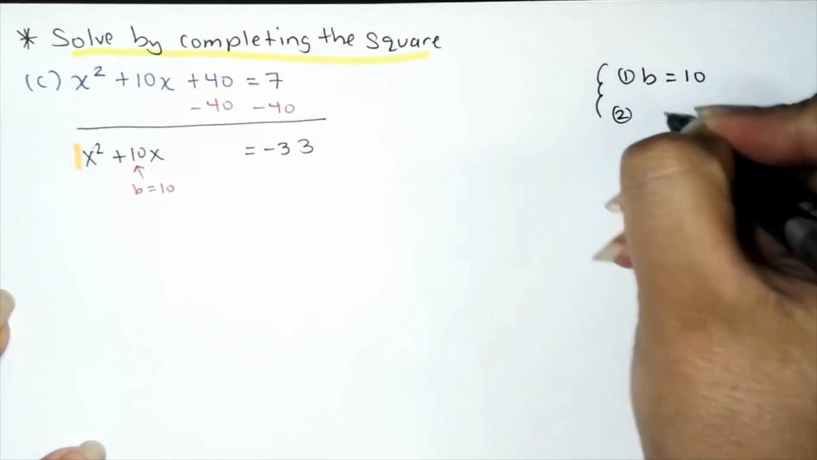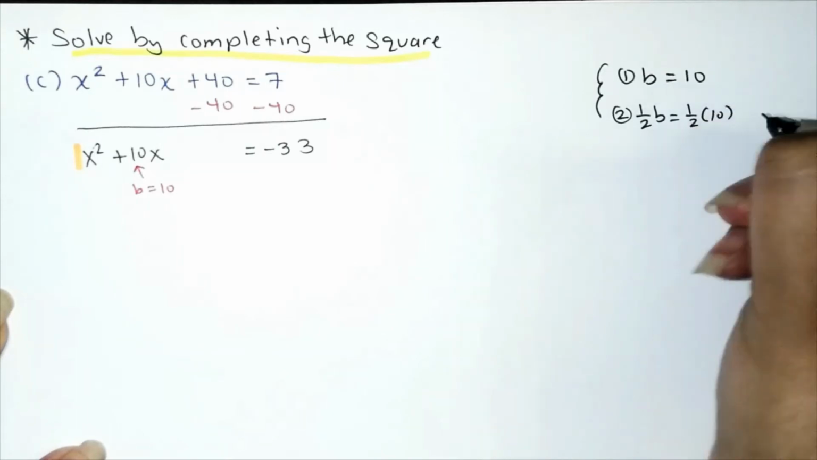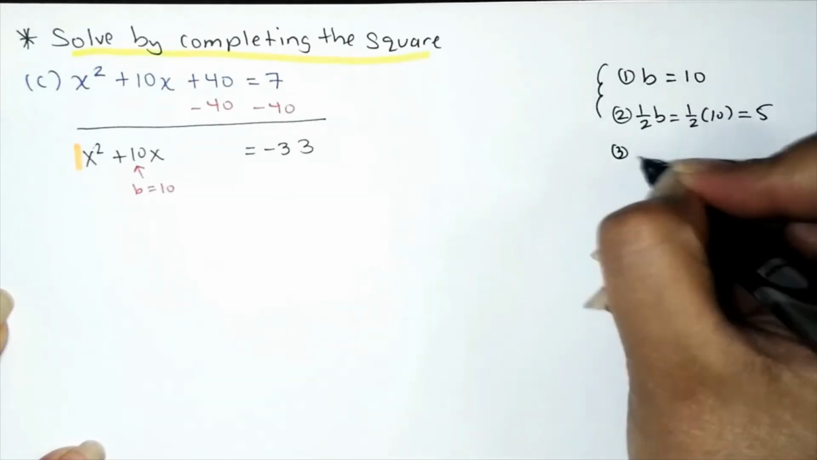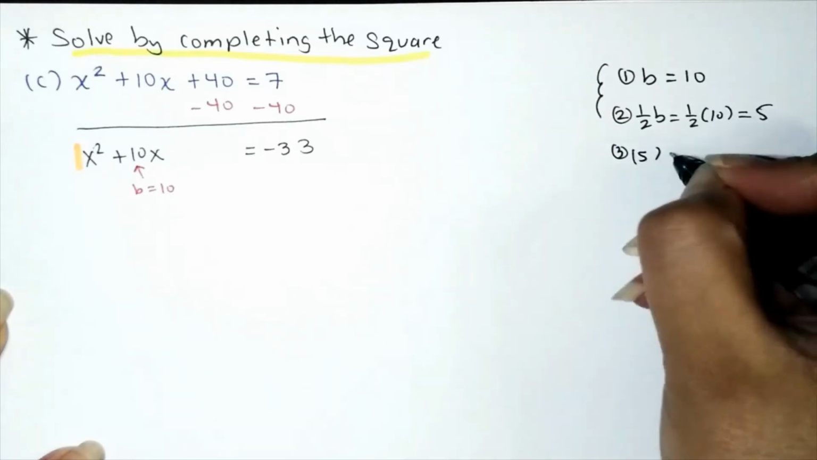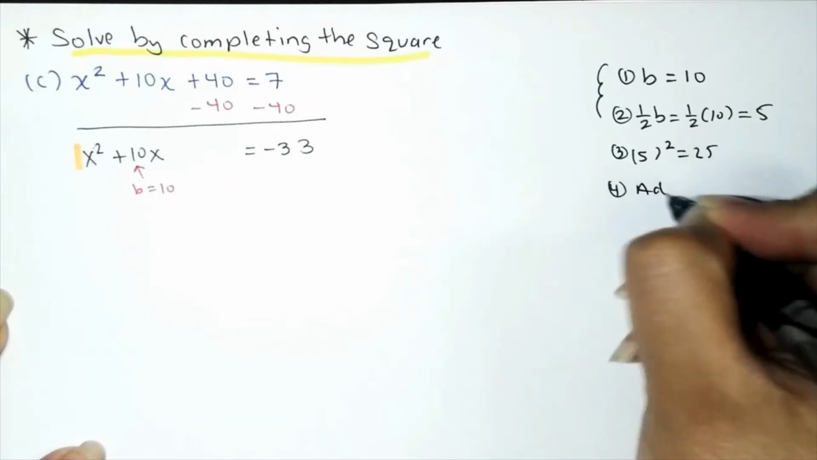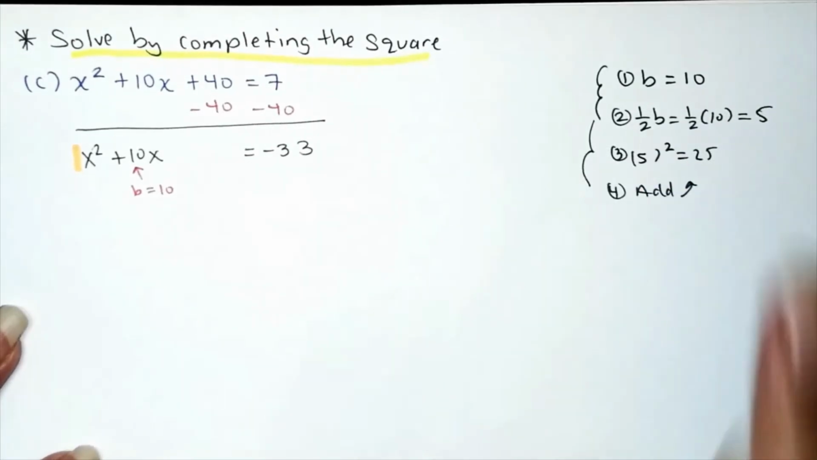So to complete the square, 1, we're going to identify b. 2, we're going to multiply it by half. So 1/2 times 10, or half of 10, same difference, is 5. 3, we're going to square our result, which is the square of 5, which is 25. And then 4, we're going to add our result. Okay, so let's go ahead and complete the square by adding 25 to both sides.